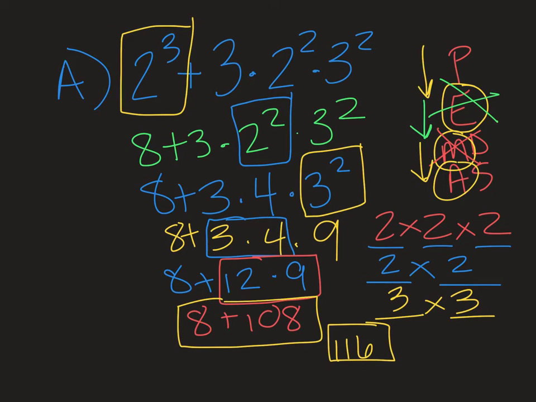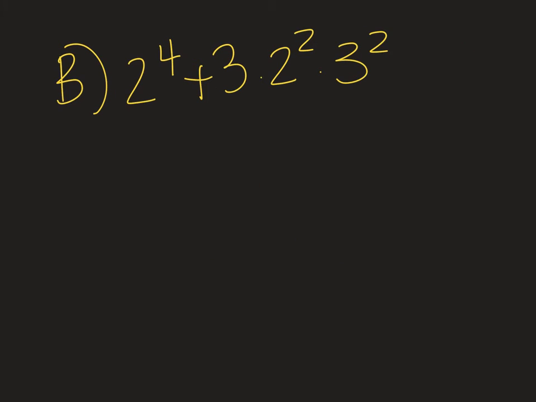But remember, I was looking for 124. A is not our answer because it did not give us 124, which is what we were looking for when we solved the 16 plus 12 times 9. So let's move on to answer choice B. All right, answer choice B has lots and lots of exponents. I see some adding and I see some multiplying, so I know I'm going to use my friend PEMDAS over here.